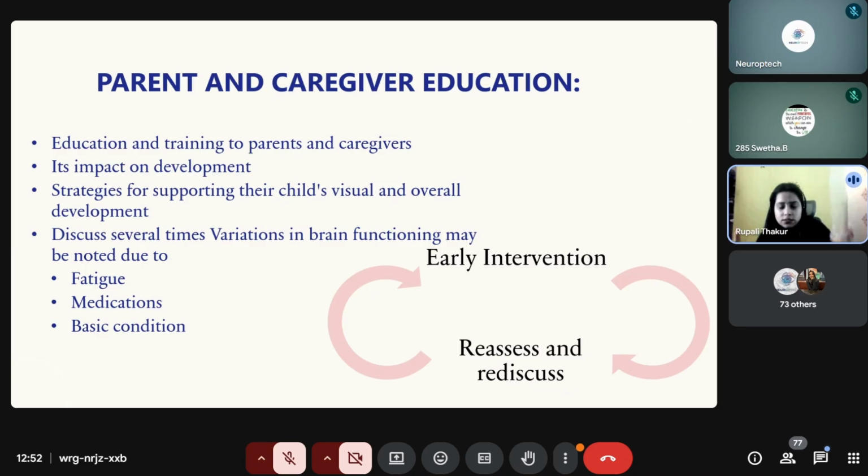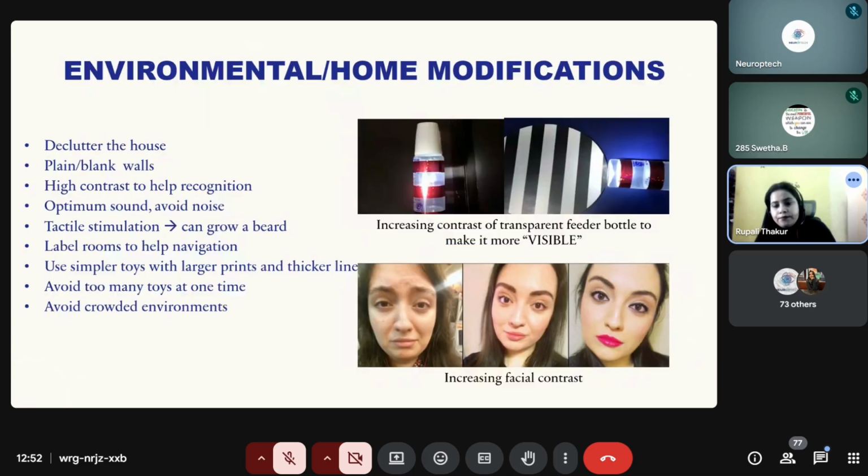Even some of the time they will say, why do I have to waste money, my child is not improving, then you have to be patient. Okay sir, this is going to happen, but he or she will improve definitely. So here you can see, this is a very important part of your home also. Environmental and home modification is a part of CVI practice.